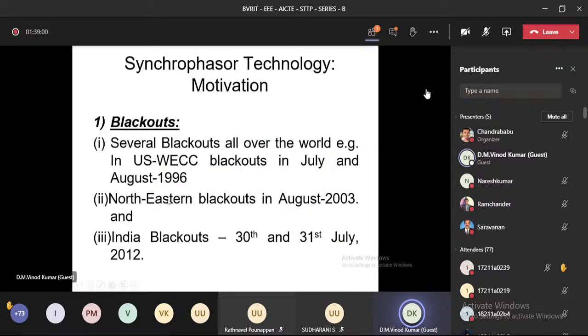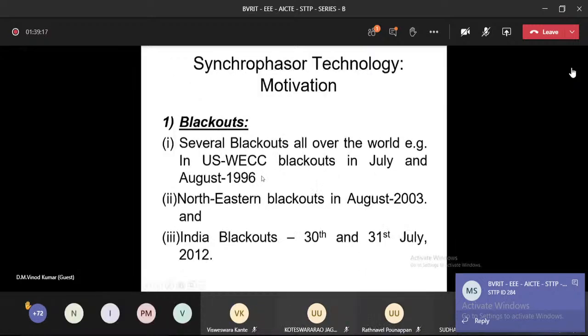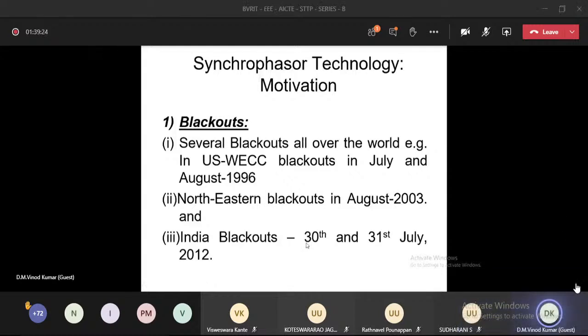And as we have seen, blackouts took place in India on 30th and 31st July 2012, apart from the ones in India before, in 1996 and 2000, and in different countries, also in the USA and all that. Okay, the motivation for synchrophasor technology: because the Indian blackouts took place, the committee constituted by the Government of India gave some suggestions. One of the suggestions, as you have seen, is that it is better to install synchrophasors or PMUs.